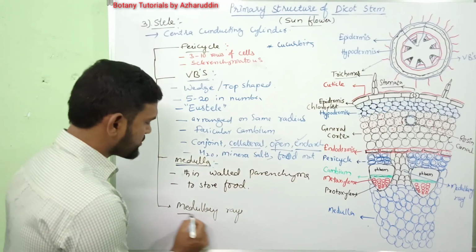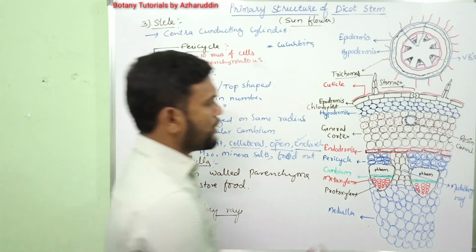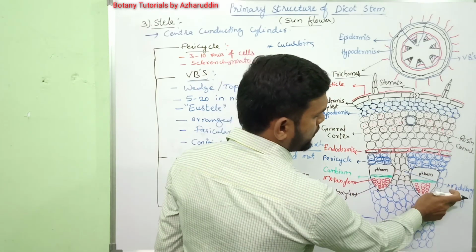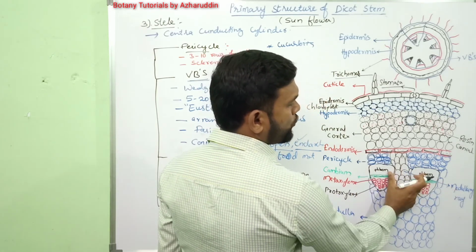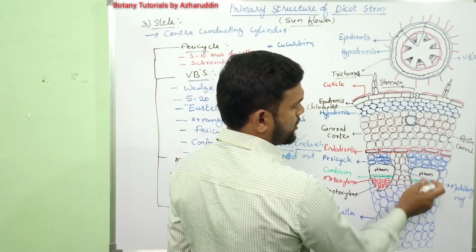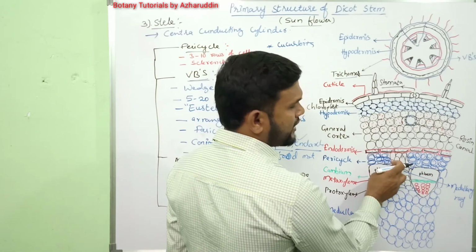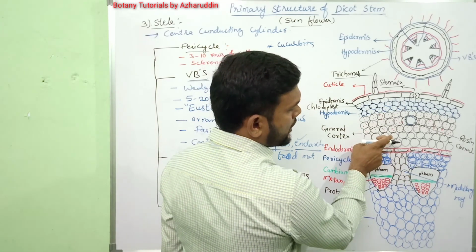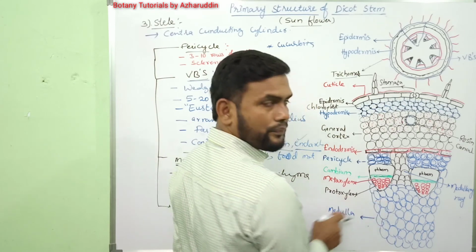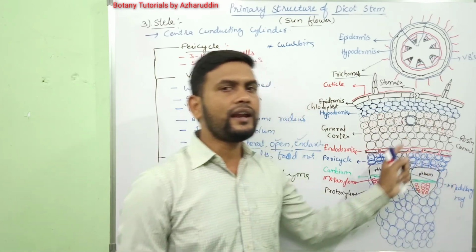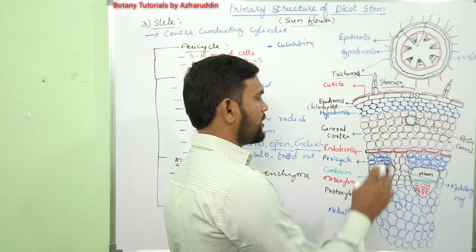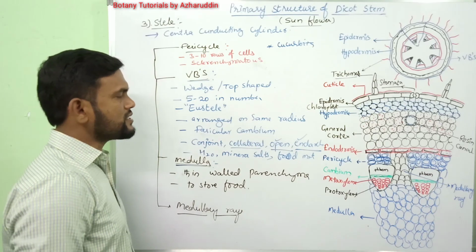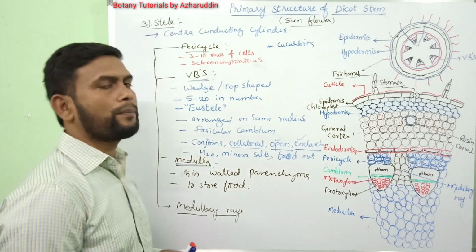Next, medullary rays. The medullary ray is the parenchyma tissue which extends between two vascular bundles. The cells are radially elongated and form a connection between cortex and medulla, and they are helpful in radial conduction. That means they help in lateral conduction of water and mineral salts. This is about the transverse section of the primary dicot stem.